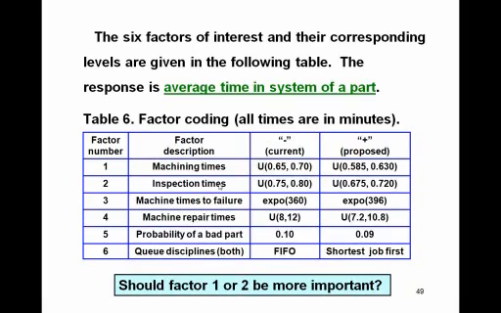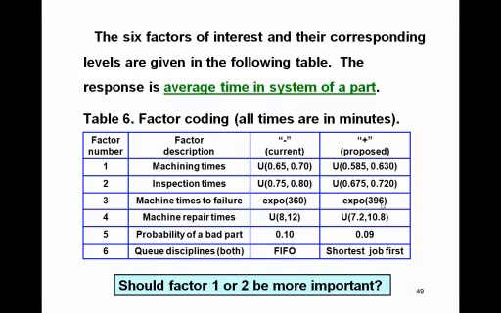And we have something similar for inspection times. Currently, it's 0.75 to 0.8. In the proposed system, each one is going to be reduced by 10%, or to be 90% of its current value. The mean is also reduced by 10%. Times to failure, originally, were exponential with a mean of 360 minutes. Our proposed system is going to be 10% bigger. 10% of 360 is 36. We add on 36, we get 396.